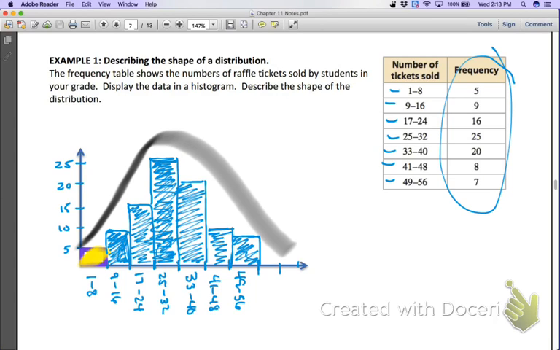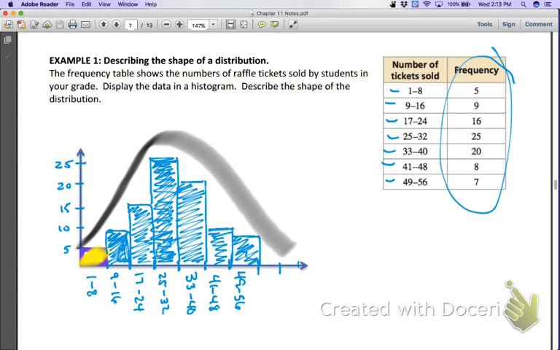Probably pretty symmetric, okay? It's never going to be exactly perfect, but for the most part, it's pretty symmetrical, because if I would draw a line straight down here, it's pretty split left and right. There's not a whole lot that really is skewed one way or the other.